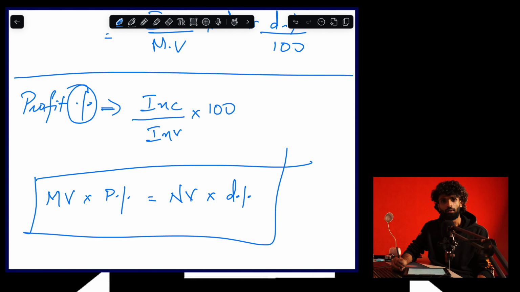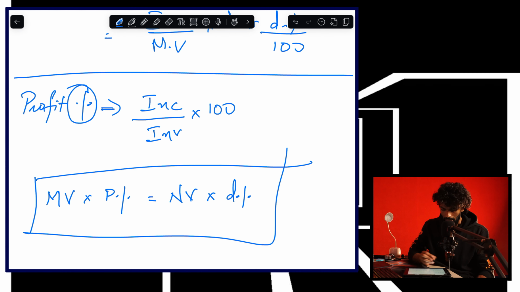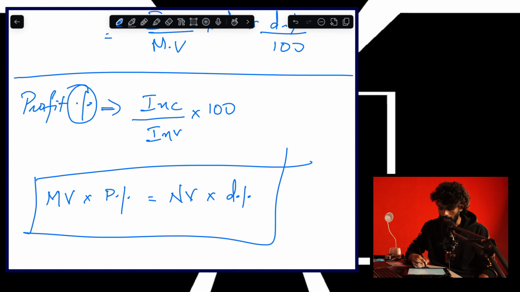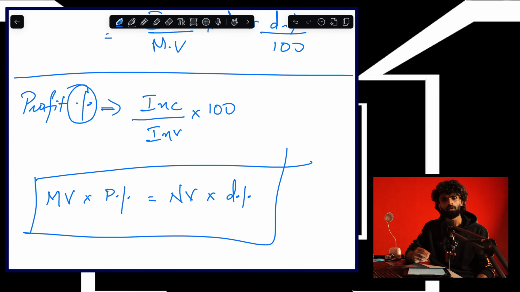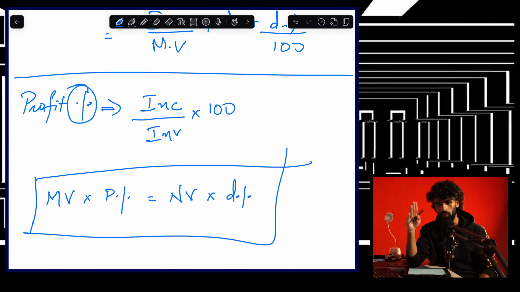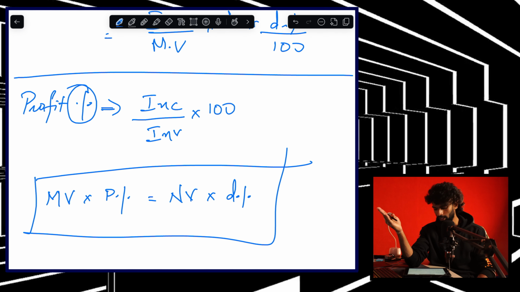Okay, most valuable player. That's how I used to remember. MV, leave some space, P%. Okay, what's the opposite of MV? NV, write it on the right side. What's the other thing for P%? D%. So if you're able to create your left hand side, automatically you'll be able to create a right hand side as well. Got the thing as to how it works?